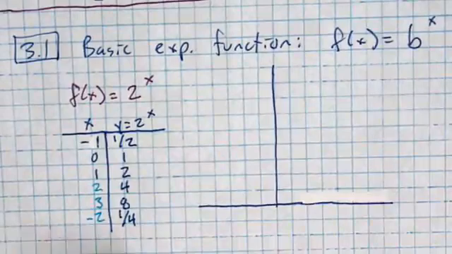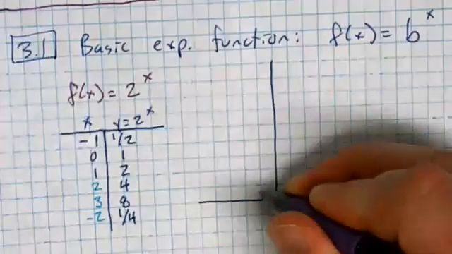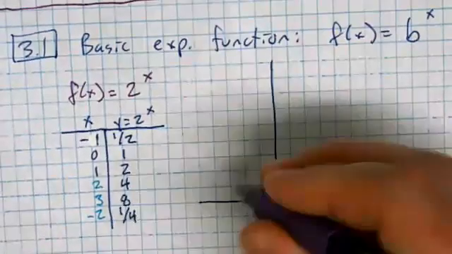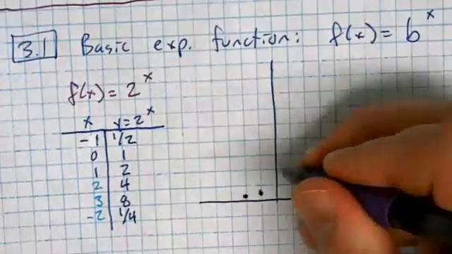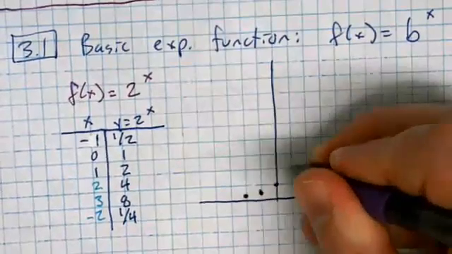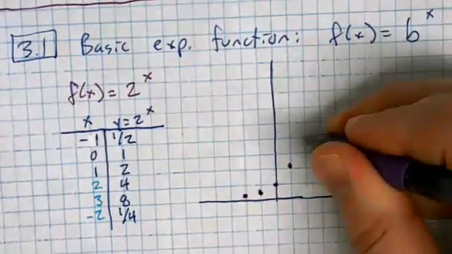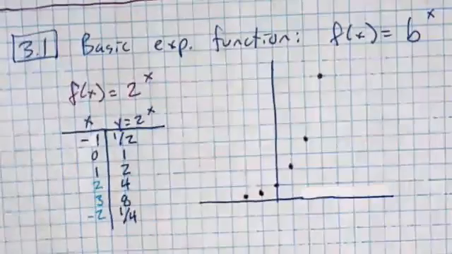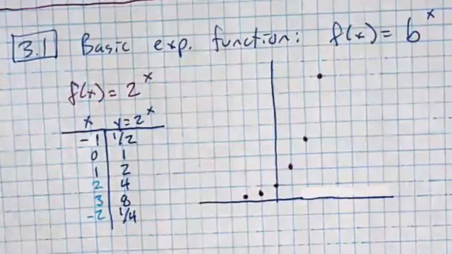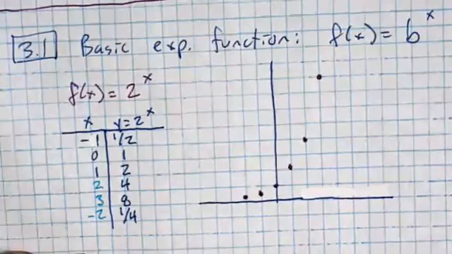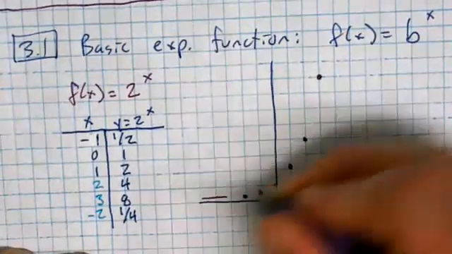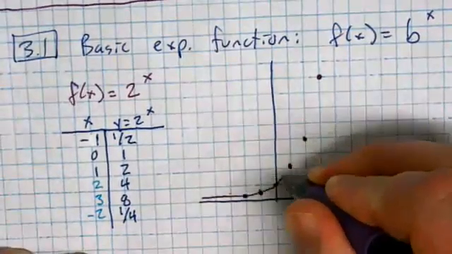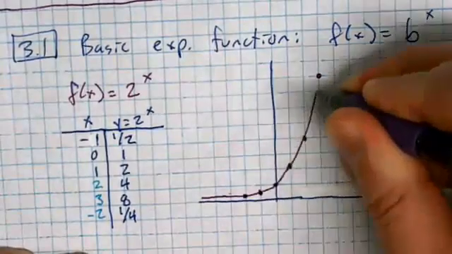All right, what do we got? -1, comma 1/2. -2, comma 1/4. 0, 1, 1, 2, 2, 4, 3, 8. And let's sketch this thing. And my hope is that this is looking pretty familiar.